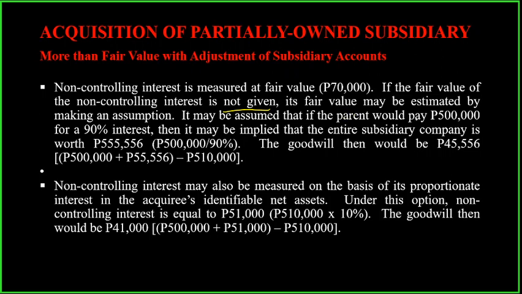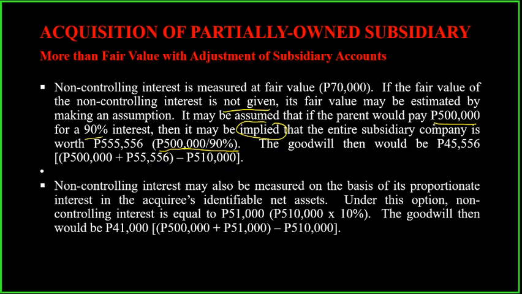Naku, eto na yung gross up na tinatawag natin. It may be assumed that if the parent would pay 500,000 for 90%, then it may be implied value that the entire subsidiary, parang partnership lang, is worth 555,556. And that is 500 divided by 90. Hinga ng malalim, upo ng maayos. Let's pretend that we're still enjoying this. Okay, what does this mean?